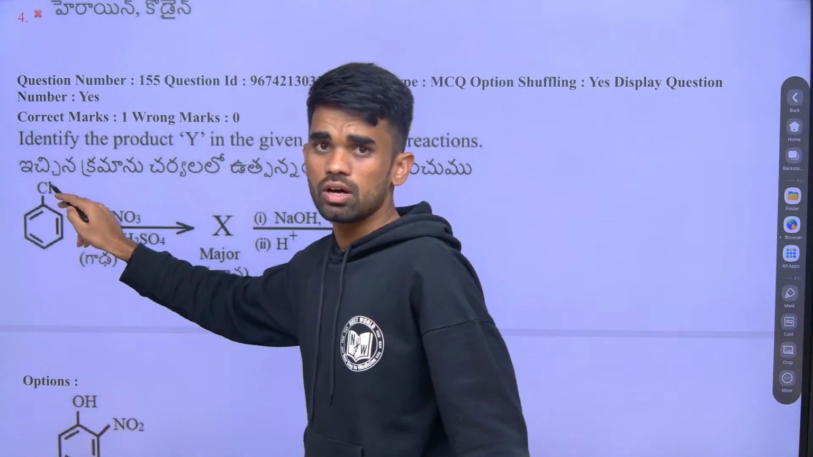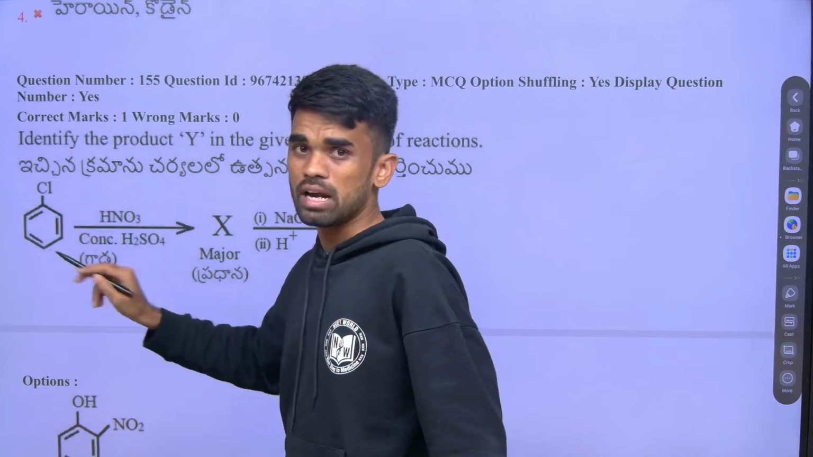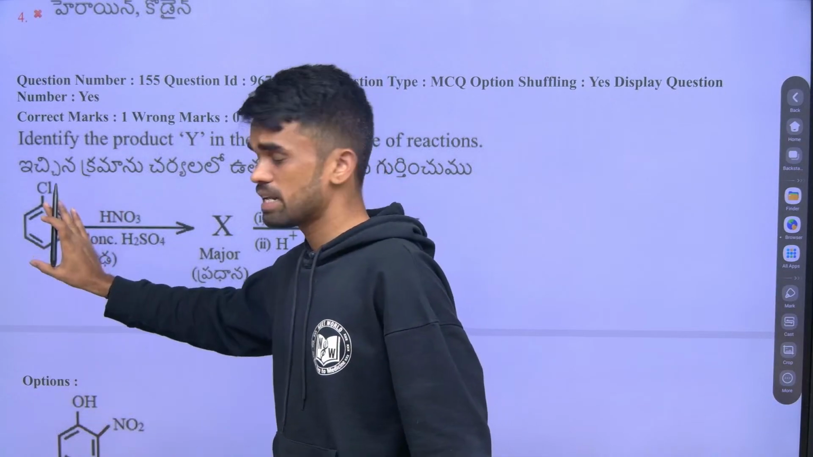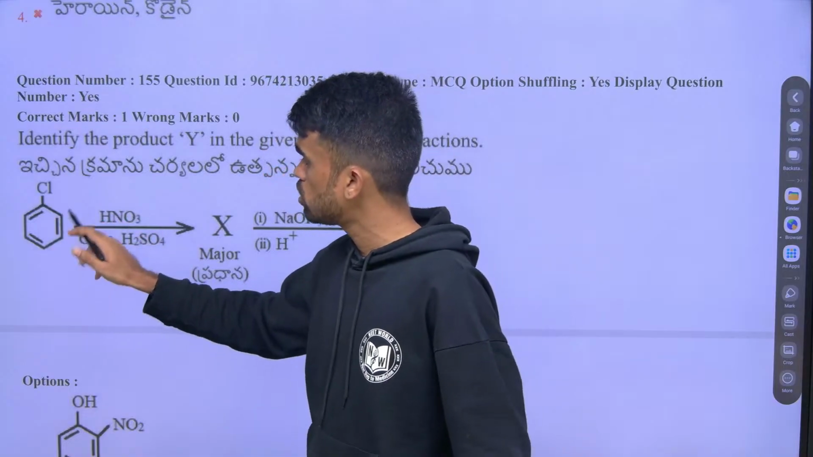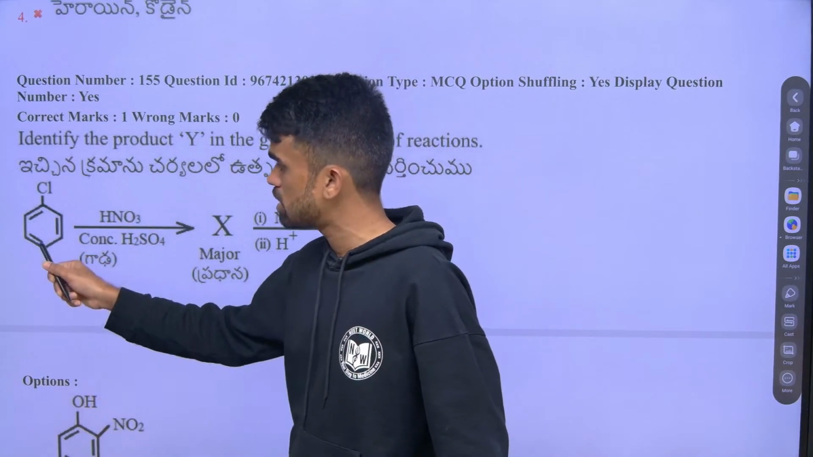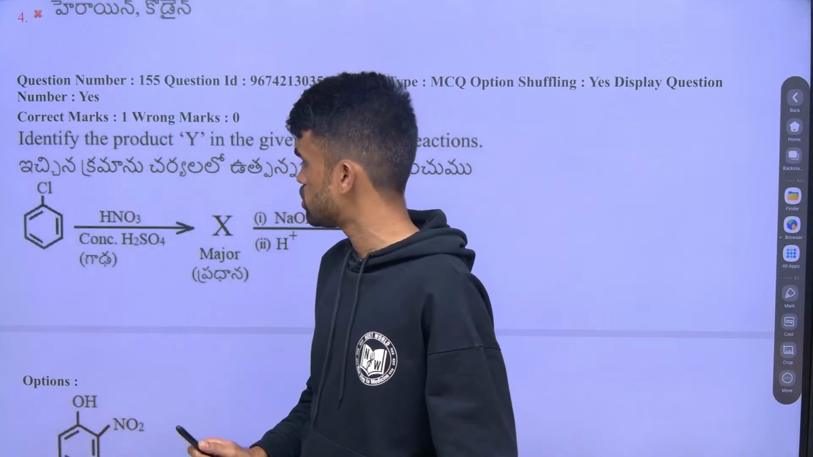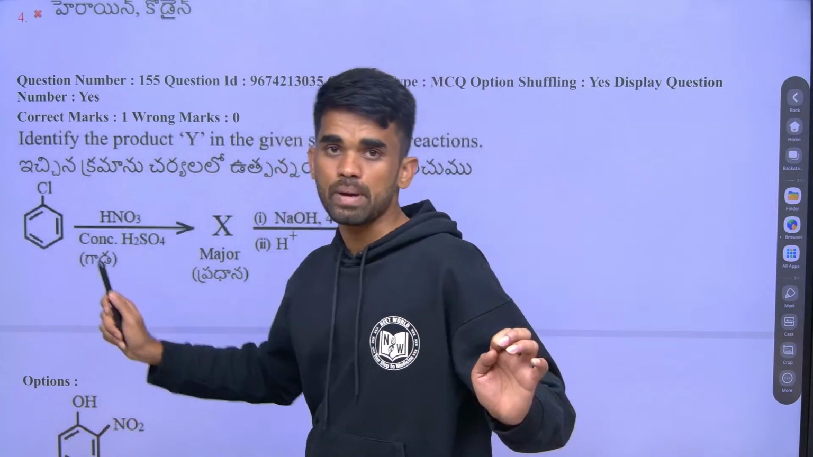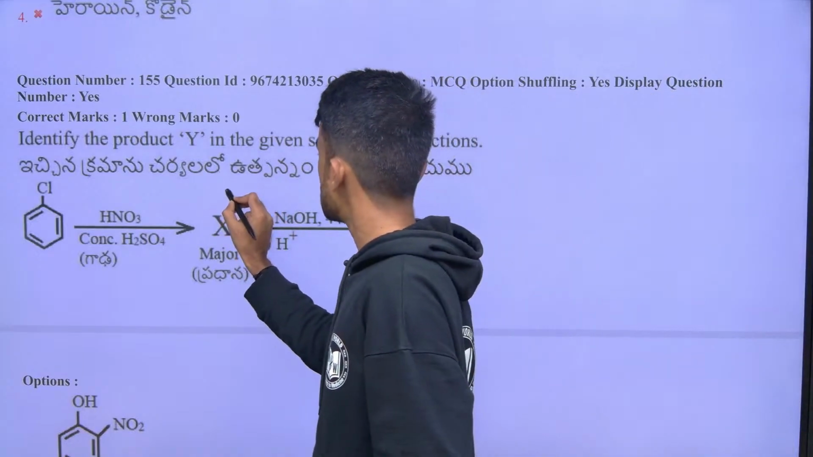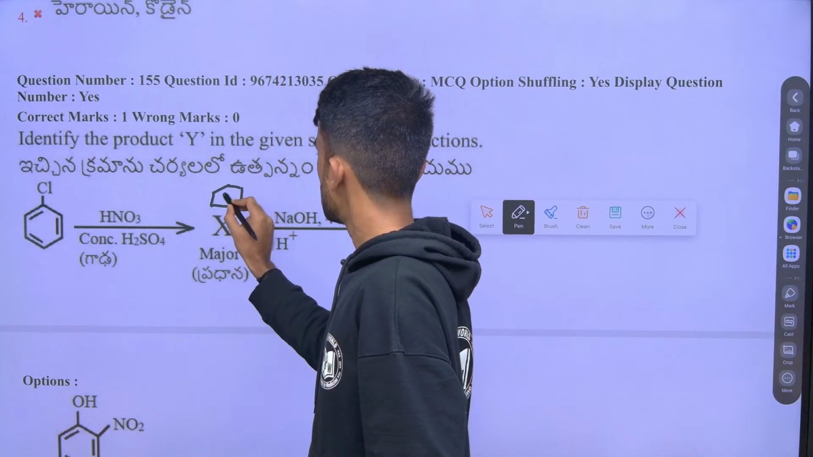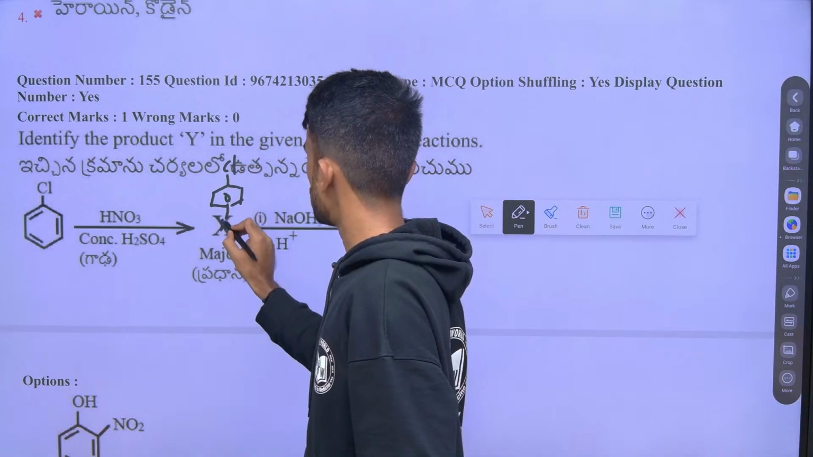This ring is activating at ortho and para positions. Actually, it is ring deactivating, but it directs the incoming electrophile to the ortho and para positions. So nitration takes place at the para and ortho positions, but the major one is at the para position. So what is our X here? Our X is this one, the nitro group.